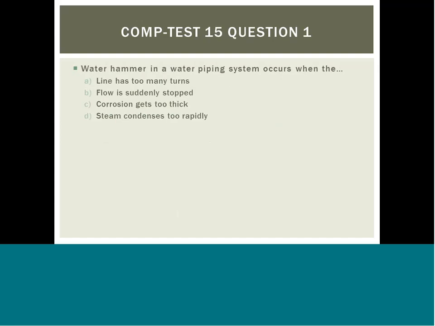Comp Test 15, question number 1. Water hammer in a water piping system occurs when the A, line has too many turns, B, flow is suddenly stopped, C, corrosion gets too thick, or D, steam condenses too rapidly. Answer B is the best choice here. Water hammer is caused when liquid flow is suddenly stopped and is not caused by too many turns, corrosion, or steam condensing too rapidly, which are answers A, C, and D.